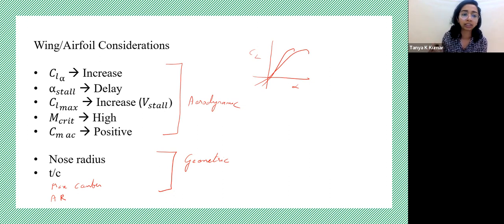So what do you think will contribute towards increasing the stall angle? It has to be a geometrical parameter. Which one do you think will contribute towards increasing alpha stall?